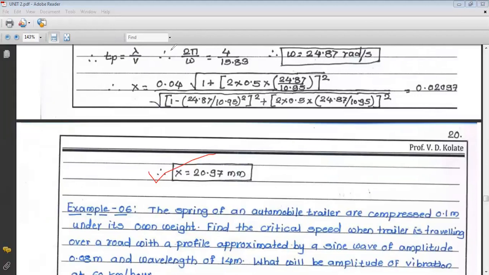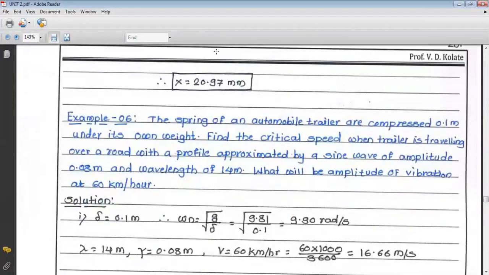Now take another example. What is that example? The spring of an automobile trailer is compressed 0.1 meter under its own weight. So delta is given, that is delta is equal to deflection 0.1 meter. We know that there are two formulae for omega n. Omega n is equal to square root of k by m, and another formula is square root of g by delta. So from that we can find out the value of omega n. g is 9.81 and delta is 0.1.